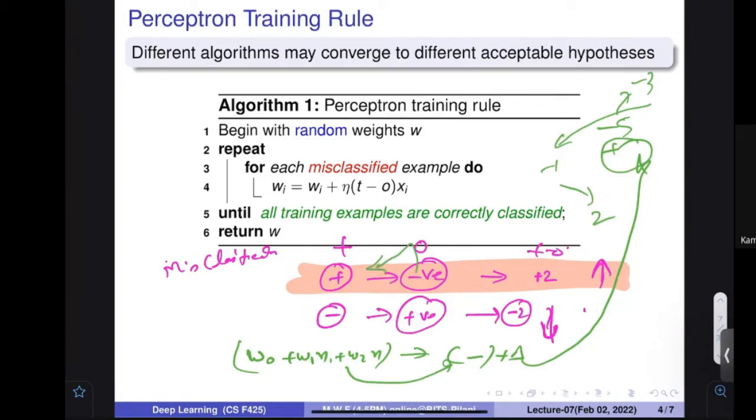What happens in the next case, when the item is actually negative and your system is still saying positive? We have seen that the weight is going to reduce. If the weight is going to reduce, then whatever you were getting earlier, now you are going to get something lesser than this.